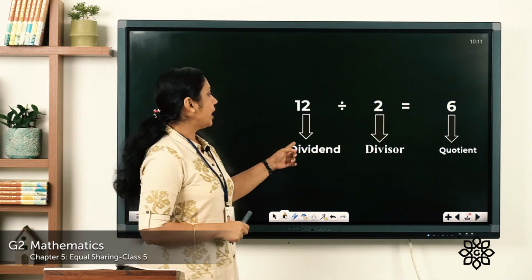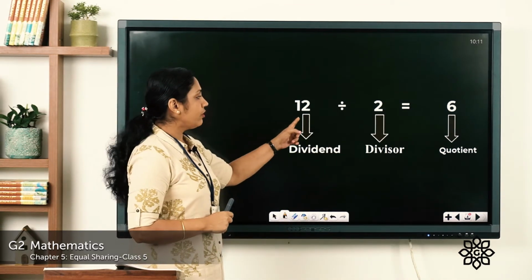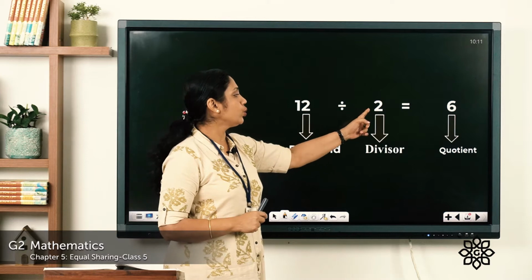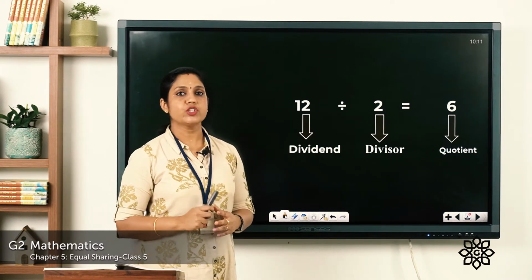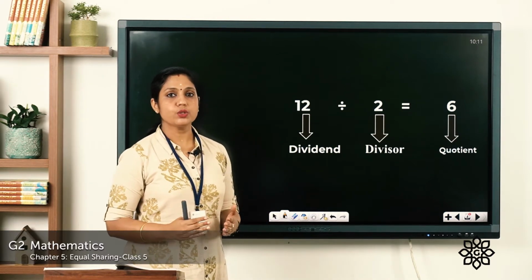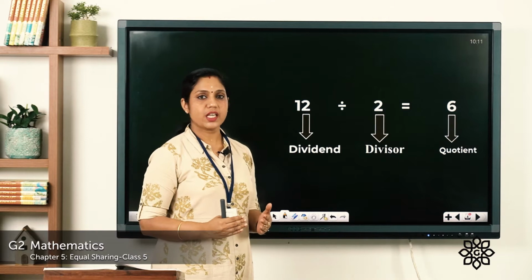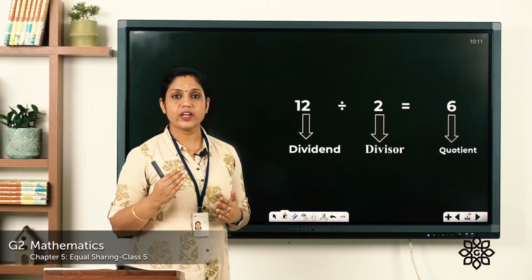The number 12 divided by 2. In this, 12 is the dividend and 2 is the divisor. So what is 12 divided by 2? We have to check the multiplication table of 2. 2 ones are 2, 2 twos are 4, 2 threes are 6, 2 fours are 8, 2 fives are 10, 2 sixes are 12. So we reach the number 12.